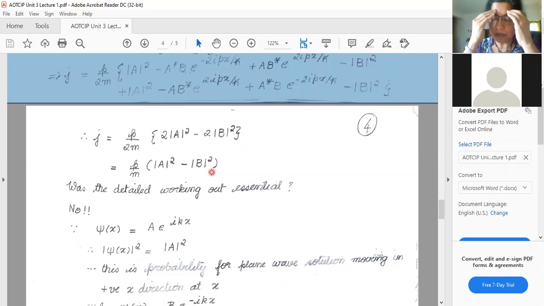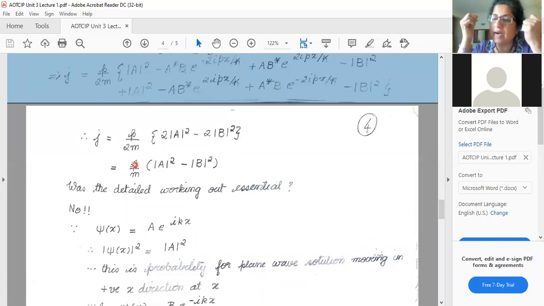Now please remember, if you remember your waves, you have an amplitude. You have this function which is changing with respect to position and time, and there is this factor that multiplies it, which you call the amplitude. Now the amplitude square is what represents the intensity. So what you have over here is the difference between the intensity progressing in the positive x direction and the intensity progressing in the negative x direction. So essentially you're getting the net balance, and that is being multiplied by the velocity.